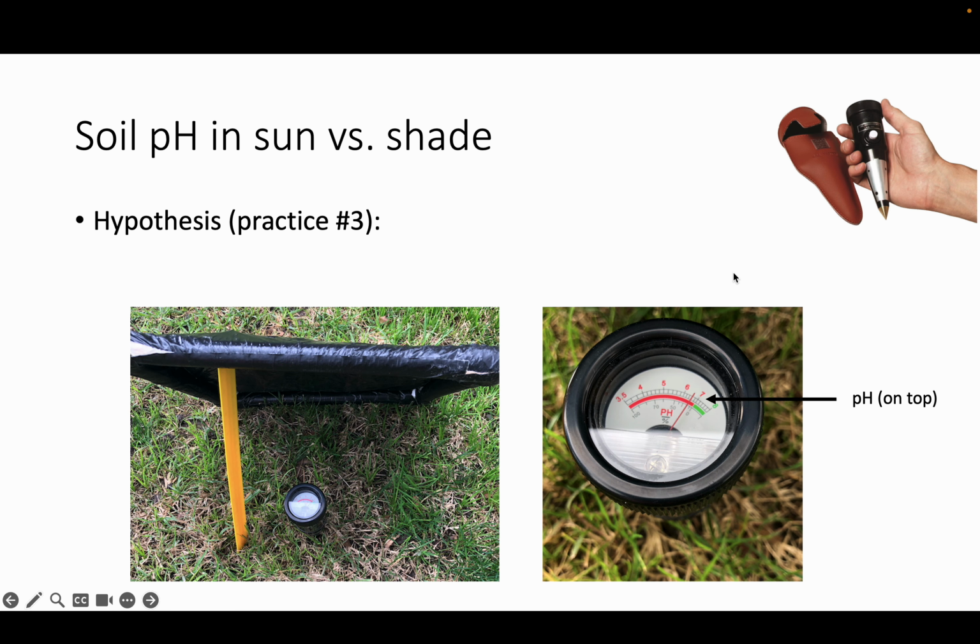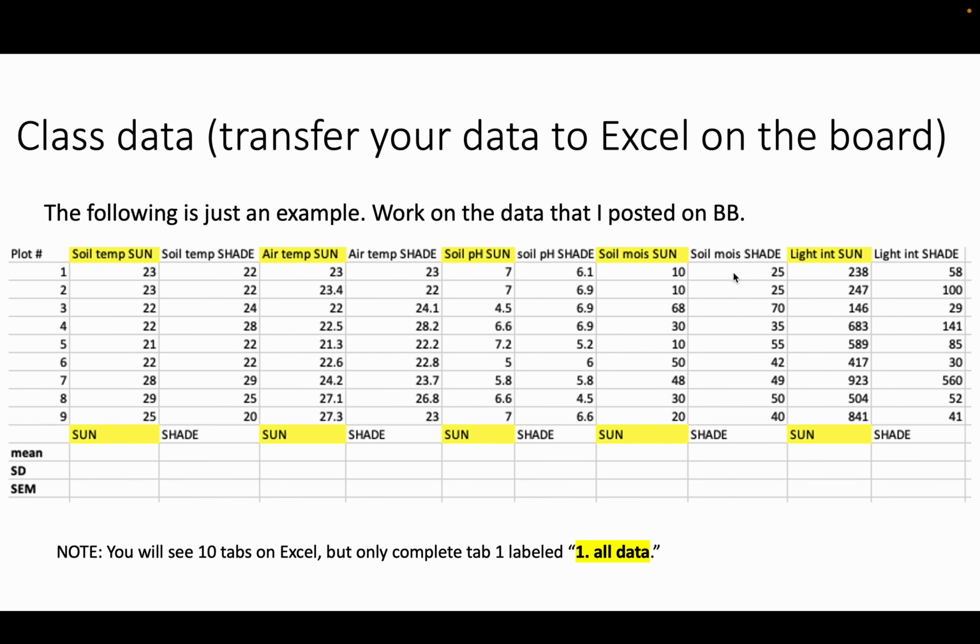When you're done collecting your data, we're going to go back into the class and we are going to pool our data on the board. So we will have an Excel. This is just a hypothetical. This is just data from the previous semester. Go ahead and put in your data. Okay? Make sure your units are in SI. You should be using the correct units. And your number, the way you round it, make sure you're rounding it according to the lab manual. Okay? So we'll plot our data on the board and then we'll discuss the mean, standard deviation, and standard error of the mean next. All right, that's it.